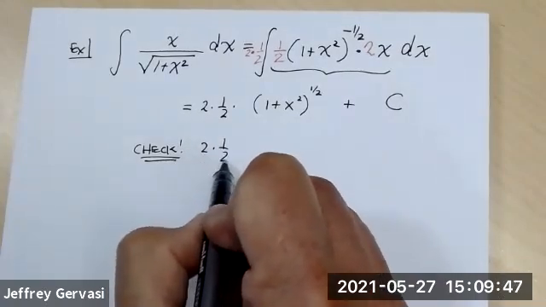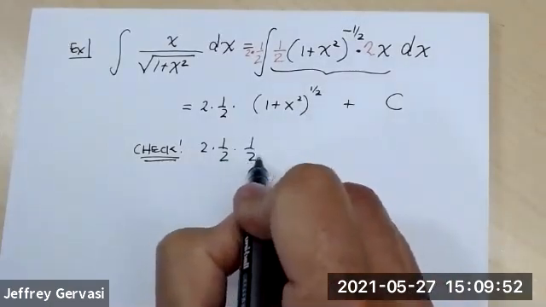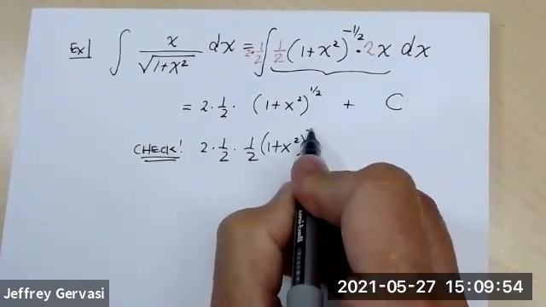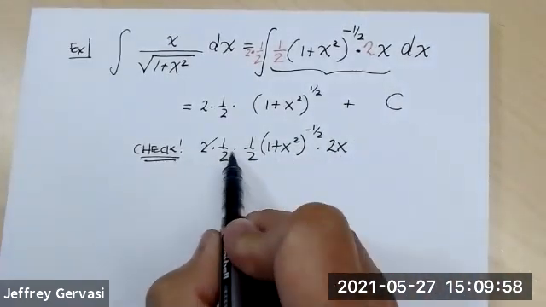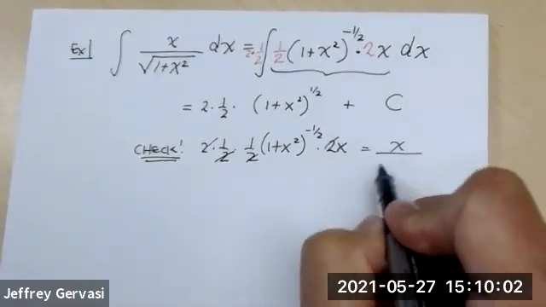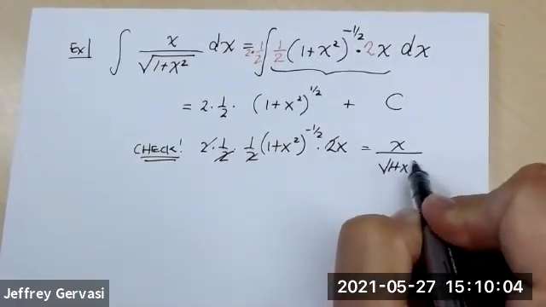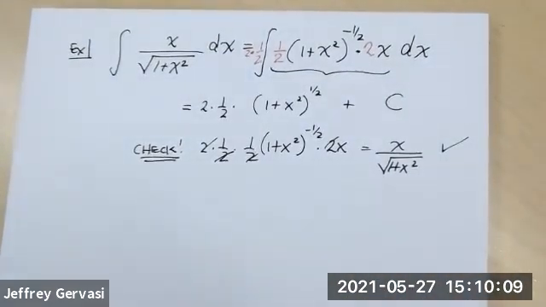2 times 1/2, that's the constant multiple. Set the constants aside. The derivative of this by the chain rule, 1/2, 1 plus x squared to the negative 1/2 times 2x. This cancels with this 2, with this 2, and that leaves me with x divided by the square root of 1 plus x squared, which was the original integrand. So it checks out. Okay?